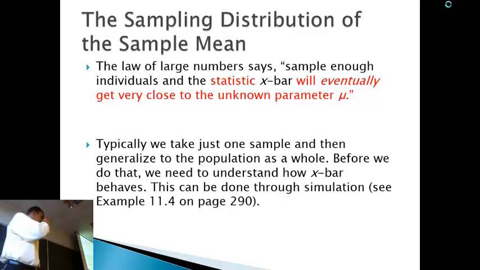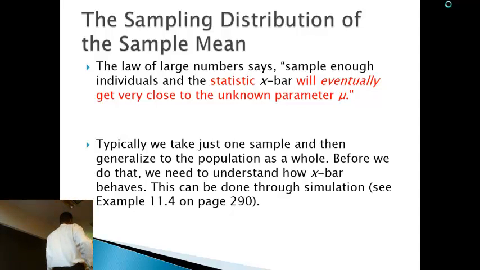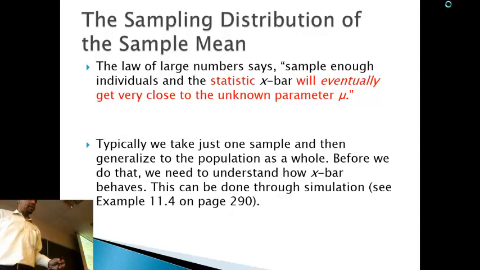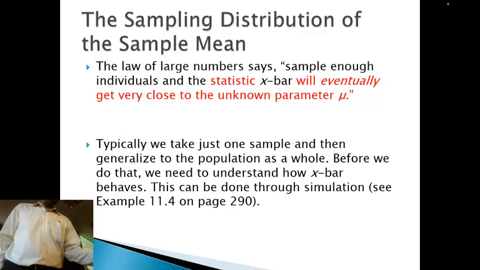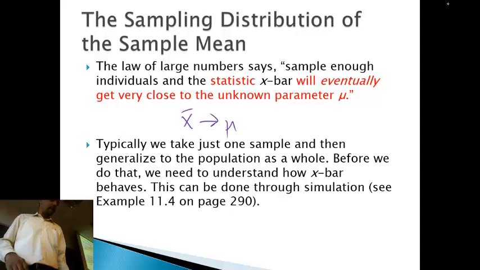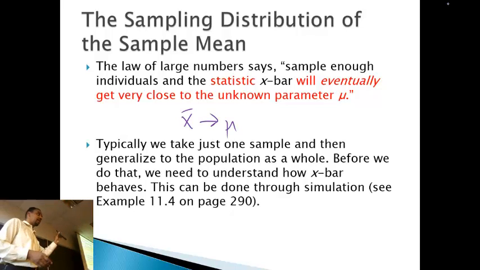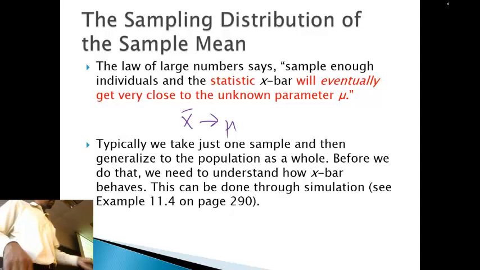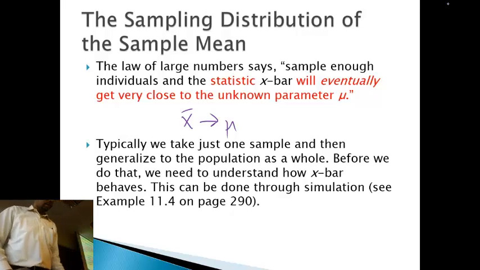Okay, so we're saying the same thing a couple times here. X bar will eventually get very close to the parameter mu. We said that before. And it can be done through simulation. We've kind of done that. You'll do that again next week on Thursday in recitation.